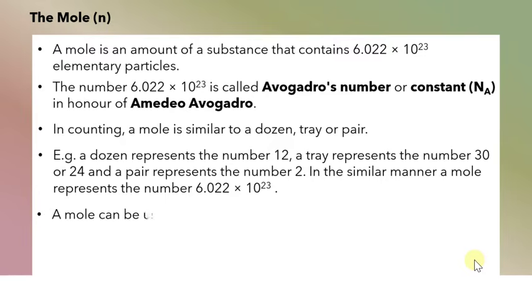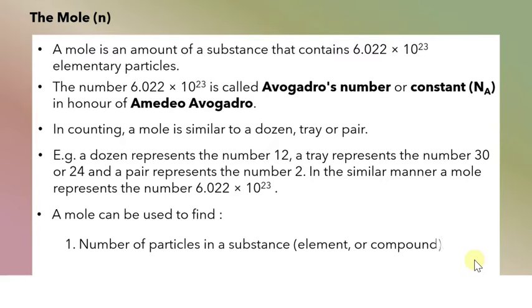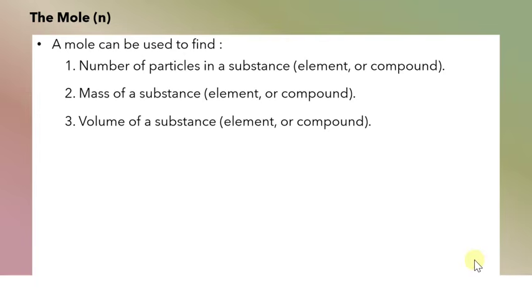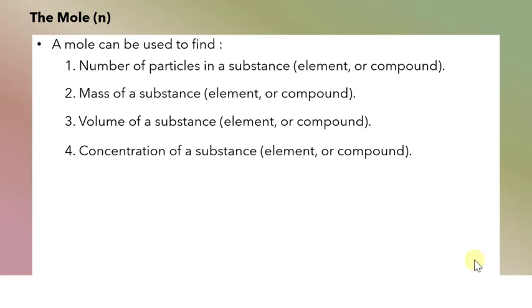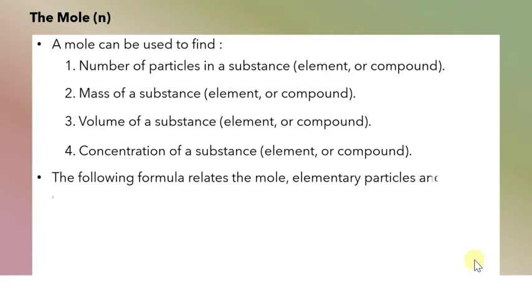So a mole can be used to find the number of particles in a substance, that is to say element, compound, or molecule. It can also be used to find the mass of a substance, either in element or compound. So let's push this one up here. So a mole can also be used to find the concentration of a substance in element or compound. Okay, so you must understand that the following formula relates the mole, elementary particles, and Avogadro's number.